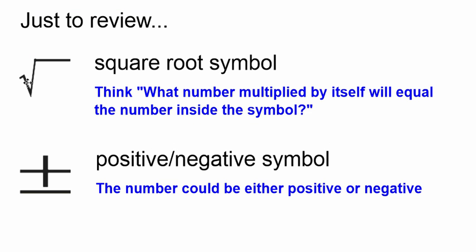Just to review, this is the square root symbol. It's called the radical sign. You have to think to yourself, what number multiplied by itself will equal the number inside the symbol? And again, this is the positive negative symbol. The number could be either positive or negative.